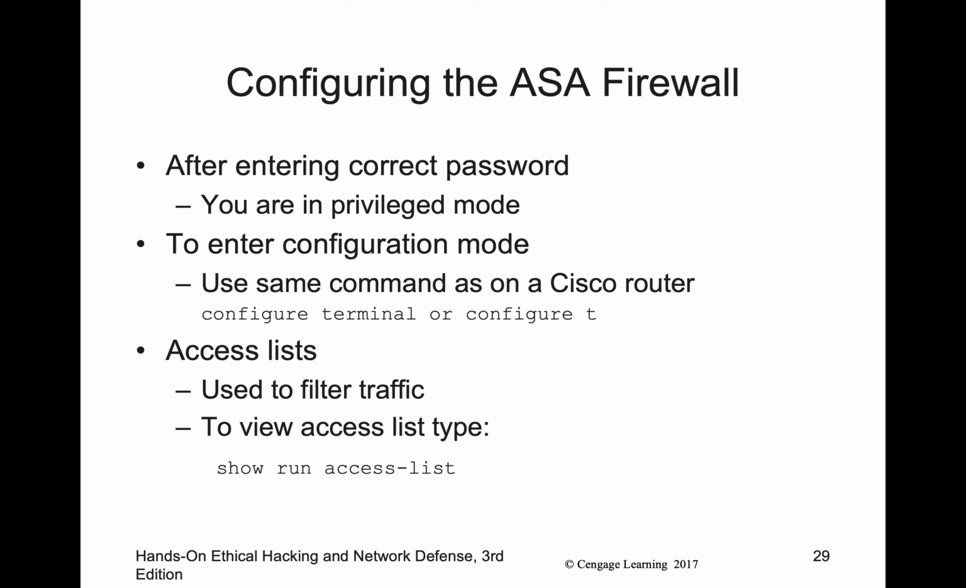Once you have done this, you will notice that the firewall uses access lists to filter traffic. To view these access lists, enter the command show run access list.